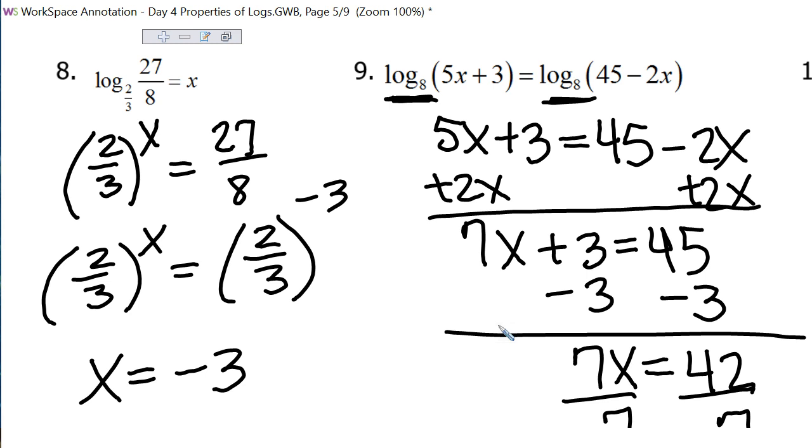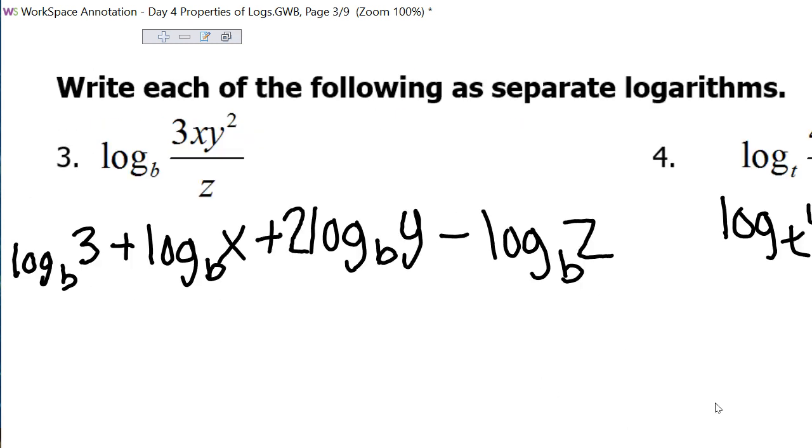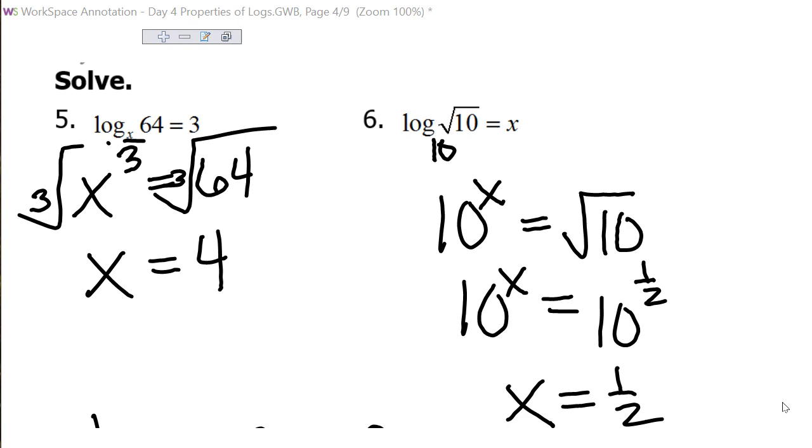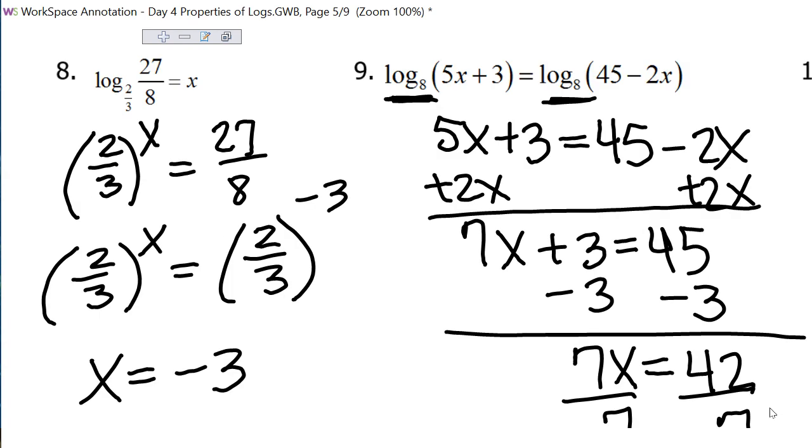Now, when you have logs, you need to make sure that you check your answer. And let me go back to the very beginning. And right here, the value for n has to be greater than 0. It can't be negative. So the value for n cannot be negative. So that's what we need to check for. We need to make sure that value for n is never a negative.